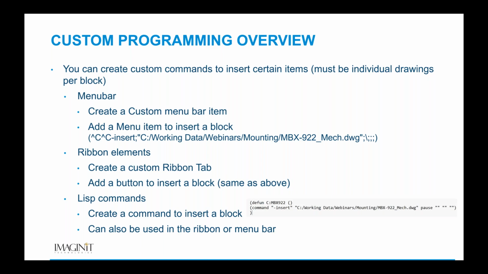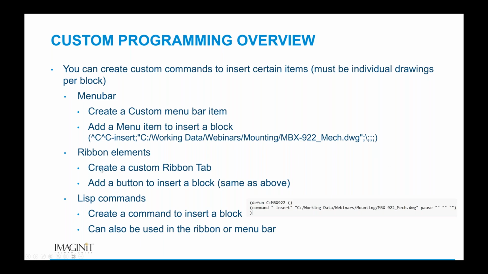You can create them through the menu bar, where you create a custom menu bar item and add a menu item to insert a block. This is what I put in there: the minus insert, which is the command line insert. Then I point to the drawing I want to insert, and then I put a semicolon, which says enter. That's going to tell me insert this drawing. This slash represents a pause, i.e. it's waiting for me to click somewhere. And then this is the scale X, Y, and rotation.